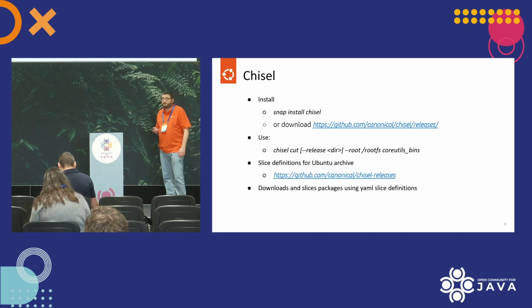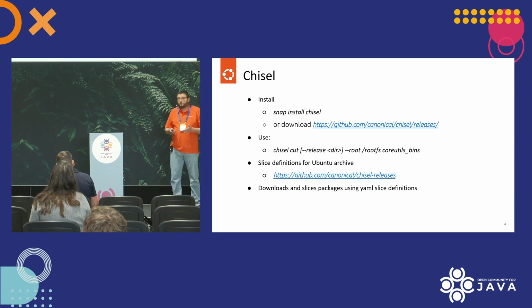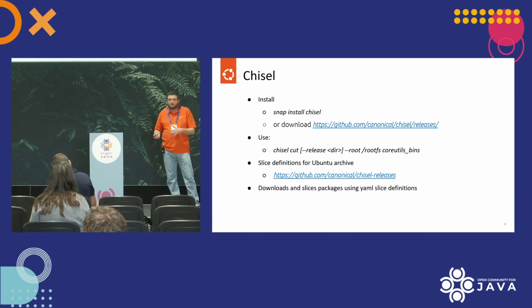The tool itself is available as a snap. So if you're on a system supporting snap, you can just snap install chisel or download it from GitHub. One of the things that was quoted as a con of distroless images is that it requires quite a learning curve. If you want to build a classic distroless image, you need to know Bazel, you need to understand how this build system works. In the case of Chisel, it's basically one single command line invocation.